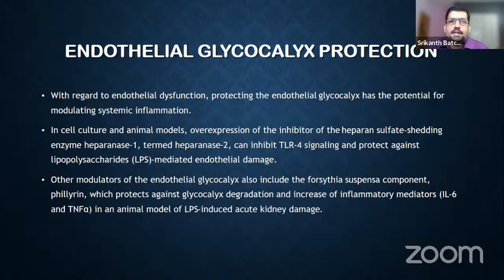So coming to endothelial glycocalyx protection, with regard to endothelial dysfunction, protecting the endothelial glycocalyx has the potential for modulating systemic inflammation. So in cell culture and animal models, overexpression of the inhibitor of heparan sulfate shedding enzyme heparanase 1 and heparanase 2 can inhibit the TLR4 signaling and protect against LPS-mediated endothelial damage. So other modulators of endothelial glycocalyx also include the Forsythia suspensa component phillyrin, which protects against the glycocalyx degradation.